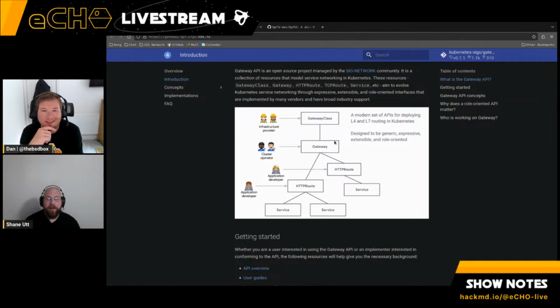Okay. So on the top there, the infrastructure provider gives you the gateway class. Your cluster operator gives you the gateway. The developers take care of the routes and attach to their services and so forth. So that's pretty much it. It gives this breakdown, which thinks about the roles that will be involved, and consequently there's RBAC associated with those roles, which is good.